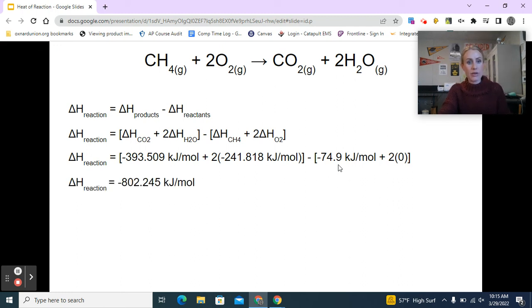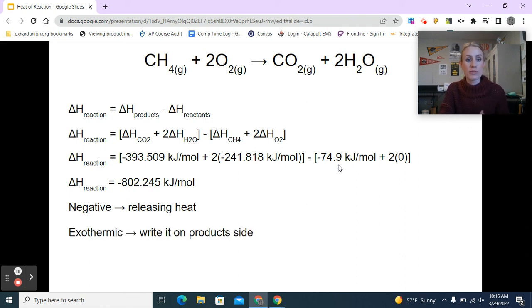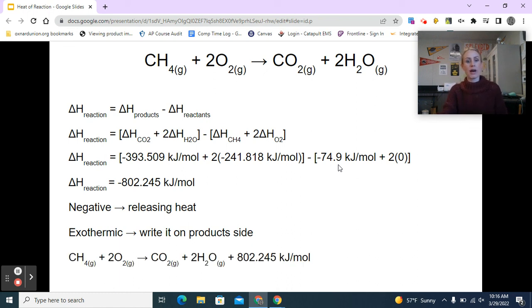So doing the math here, we end up getting that the enthalpy of reaction is a negative 802.245 kilojoules per mole. So this is negative, which means that it's releasing heat, which means that it's an exothermic process. So what we're going to do is take this energy and write it on the product side because it's a product of this reaction here. Okay. And of course, if you look at this reaction, it is a combustion reaction. So we know that it's going to be releasing energy. So we write that energy into the reaction.